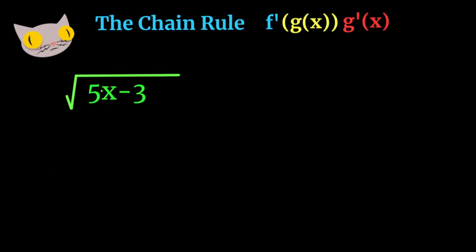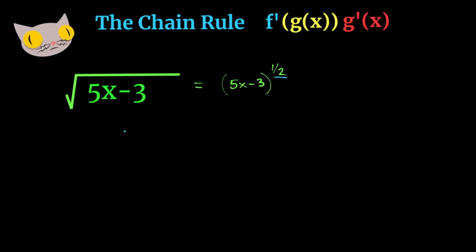Next, we have 5x minus 3, all under a radical. This can be rewritten as 5x minus 3 raised to the 1/2 power. Let's solve this using the chain and power rule. So first, let's take the derivative of the outside function. So we're going to have 1/2, and then we're going to have 1/2 minus 1, which is negative 1/2.